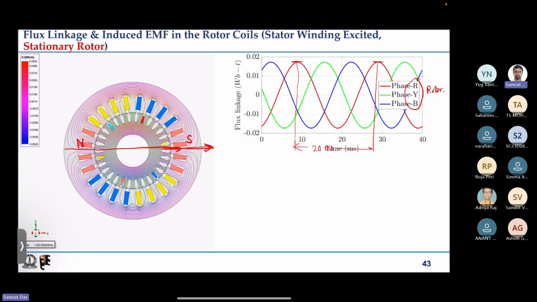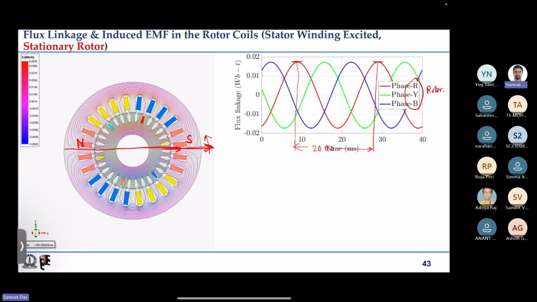So if we keep the rotor stationary and only give excitation in the stator, then when the rotor remains stationary, the magnetic field starts rotating. The stator magnetic field starts rotating. At every instant, if we place some coils on the rotor, then there will be some flux linkages of those coils, and they will keep on changing, and we see from this plot, we'll understand later, that they are varying sinusoidally with time.